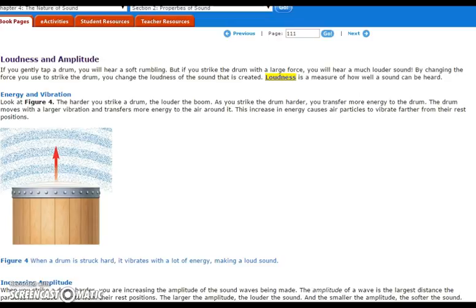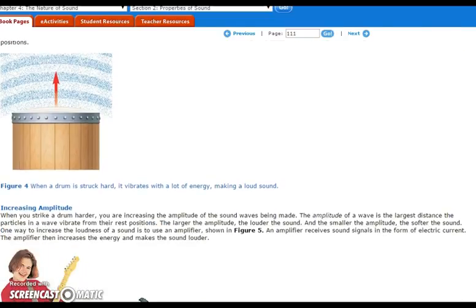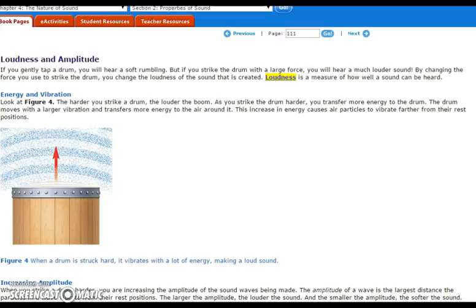And the second part of this objective looks at loudness. Loudness is just a measure of how well a sound can be heard. So, if we increase the energy, it makes sense that the sound will be louder. It's pretty reasonable to assume you strike a drum harder, that's more energy going into it, so the sound is louder. Now remember, when energy increases, amplitude increases.